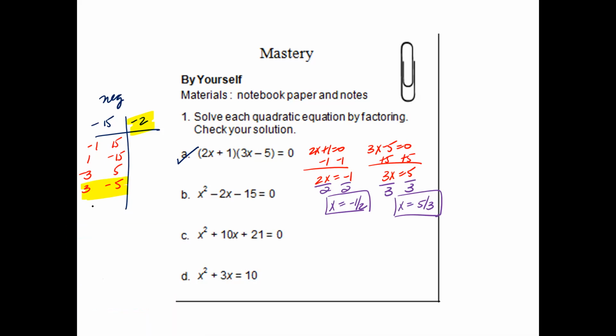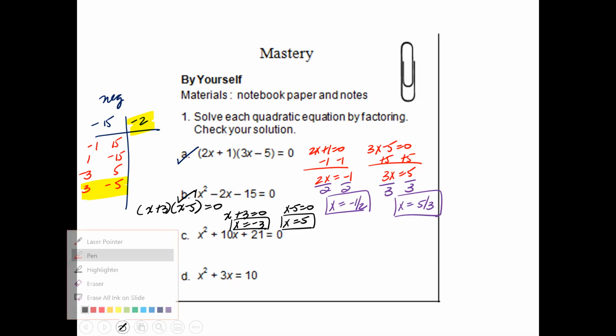So what I have here is my temporary answer: x plus 3, x minus 5. And actually, that's going to be your permanent answer as well, because you don't have any other numbers in front of the x squared besides just 1. So set it equal to 0. Your first answer is x plus 3 equals 0, so x equals -3. Your second answer is x minus 5 equals 0, so when you add the 5, x equals +5. So B, check, done.